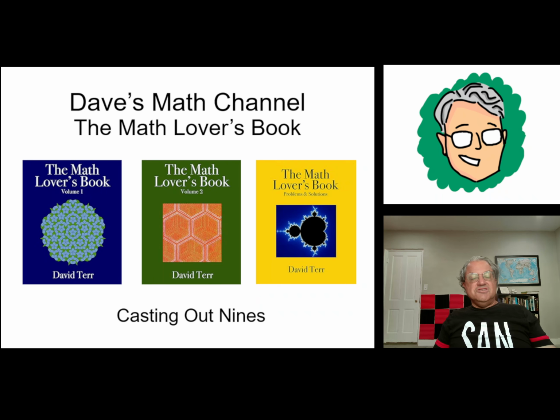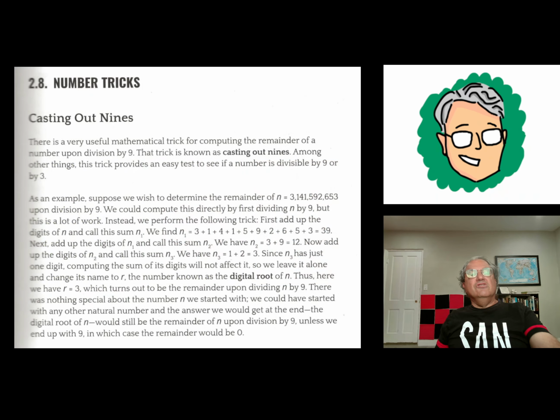I'm starting section 2.8, volume 1, which is on number tricks. And the first of those number tricks I'm going to talk about is casting out nines, which is a very useful number trick. So anyway, let's begin. Like I said, I'm starting a new section on number tricks.